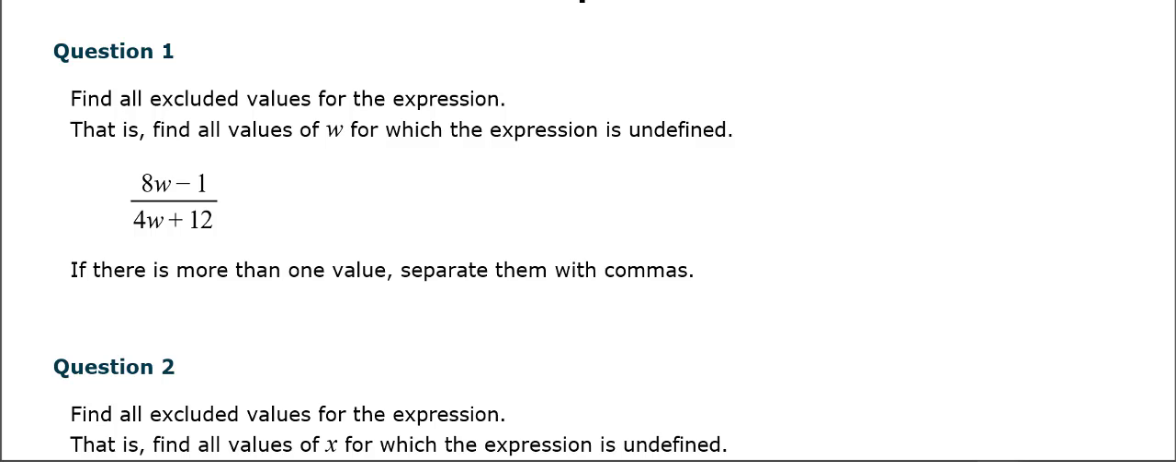Question 1. Find all excluded values for the expression. That is, find all values of w for which the expression is undefined. Remember, in dealing with fractions, if your denominator is 0, then the expression is undefined. So what we're going to do here is look at our denominator, 4w plus 12, and say 4w plus 12 cannot equal 0. And then we're going to solve the equation for w.